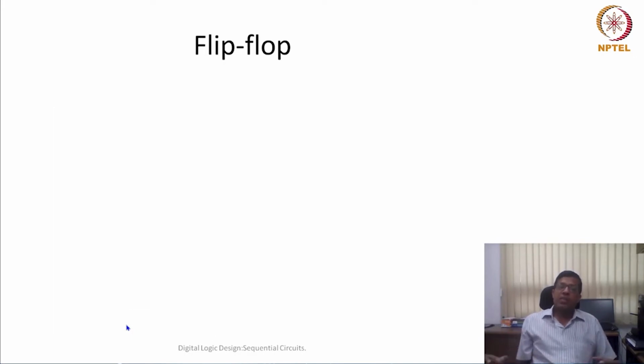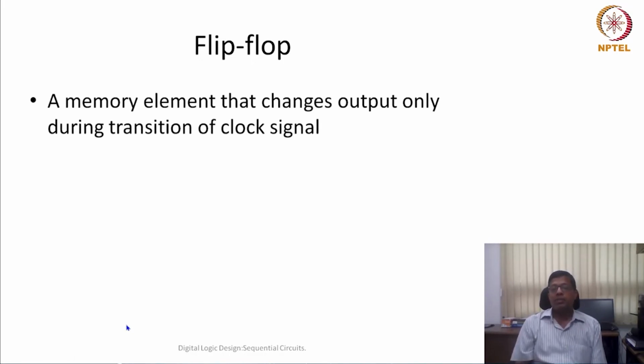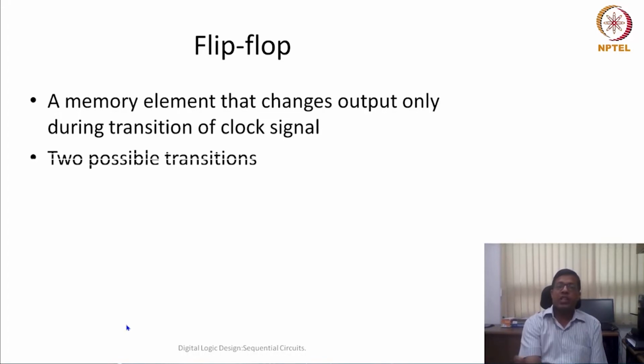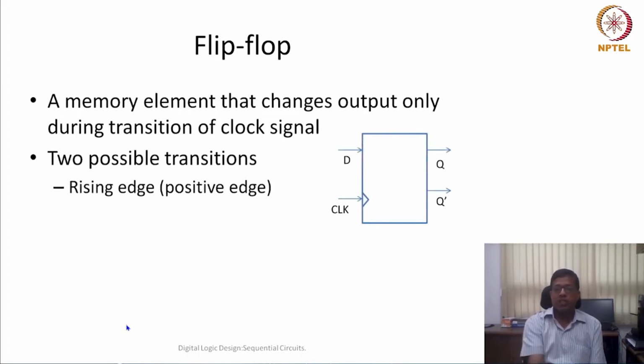These storage elements, memory elements, which can store the input at precise synchronization points or precise transition points, are called flip-flops. They will only change the output during the transition of the clock period. They will not otherwise change their output. Now, output will change, and we have seen that there are two transitions. One is positive edge or a rising edge.